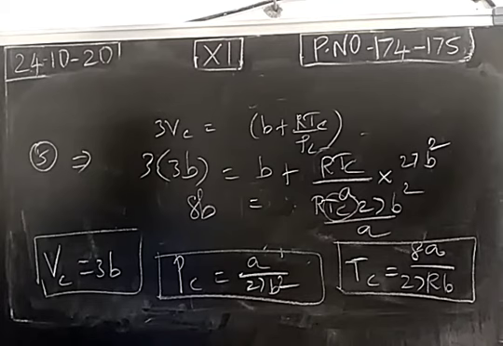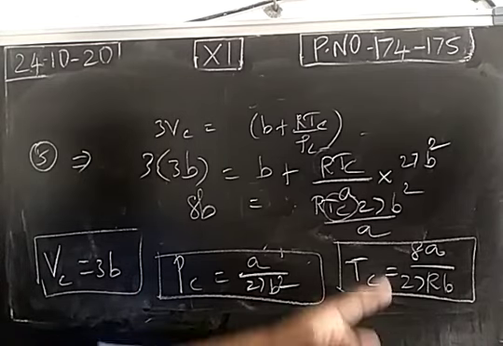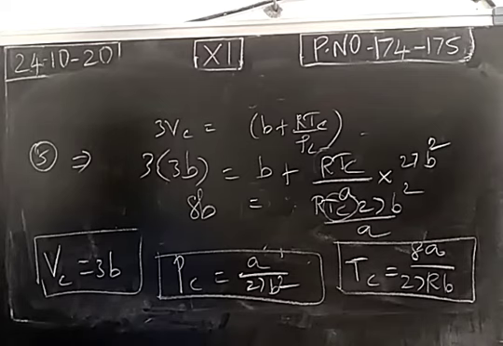So critical constants are derived from Van der Waals constants. If we know the Van der Waals constants a and b, we can easily calculate critical constants. Here we need both a and b values, and here also both a and b values are known. We can calculate critical constants like critical volume, critical pressure and critical temperature, and this is vice versa also.